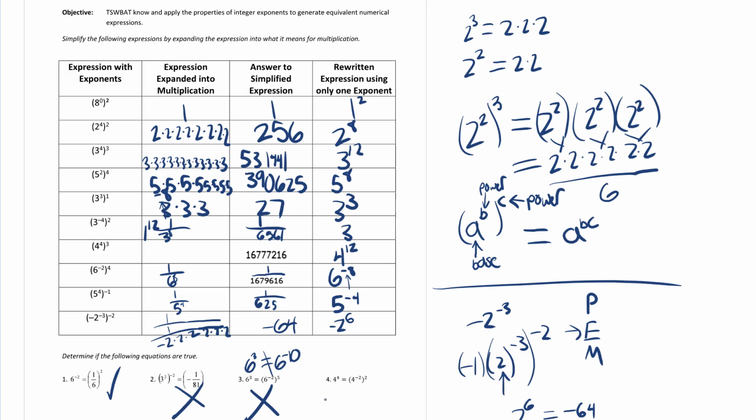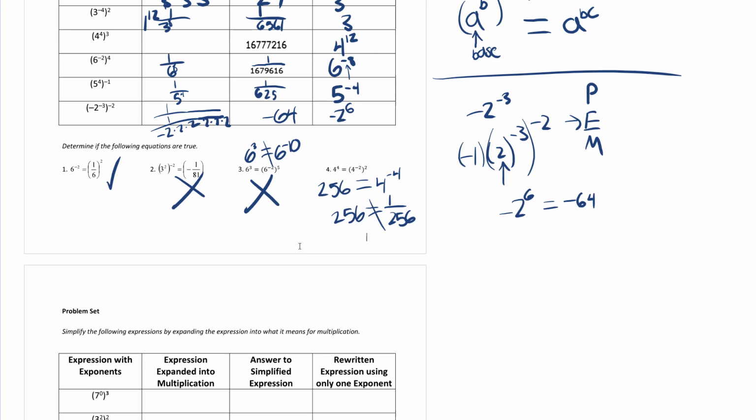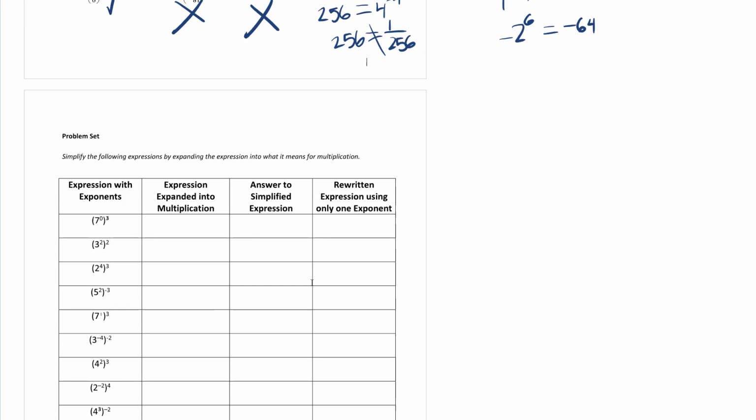All right, 4 to the 4th is 256. And this is 4 to the negative 2 to the negative 2, which means this is 4 to the negative 4, and that's 1 over 256. Those are not equal. No, sir. That about does it for this lesson. Now you have a problem set to work on yourself.